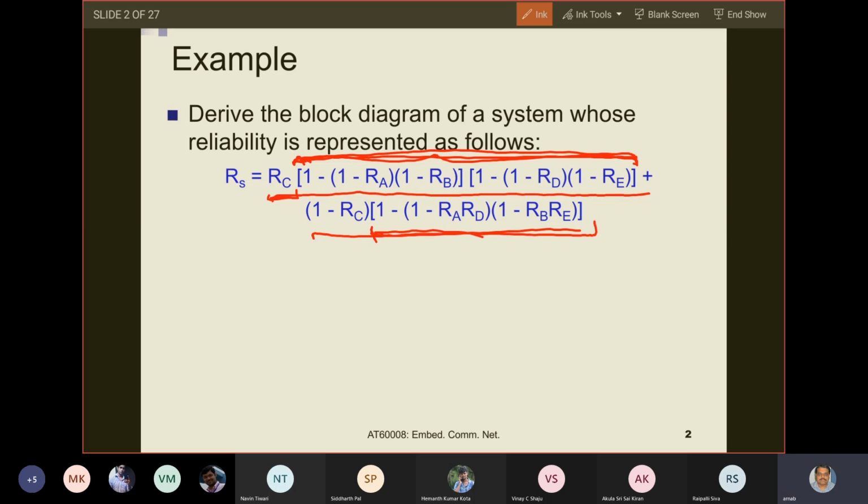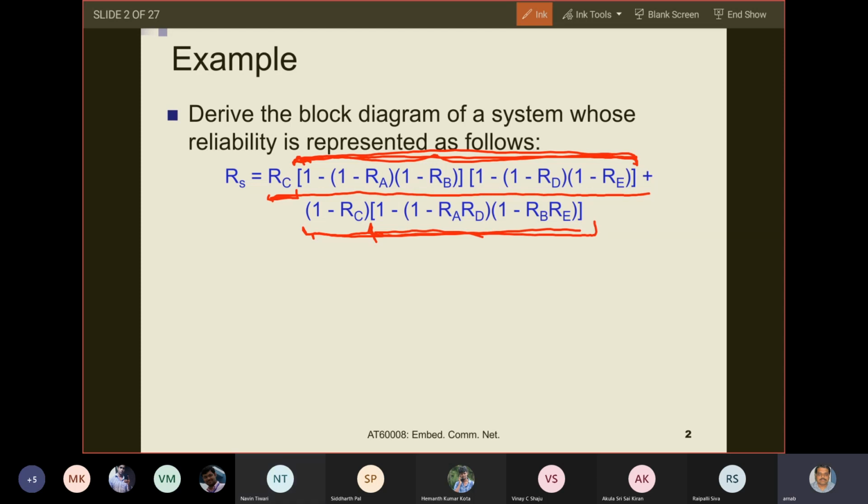Now, but then RC is not certainly non-operational. What is the probability that RC is non-operational? 1 minus RC. So you need to multiply with the probability of RC being non-operational with the conditional probability that the system works when RC is non-operational. Is that fine?